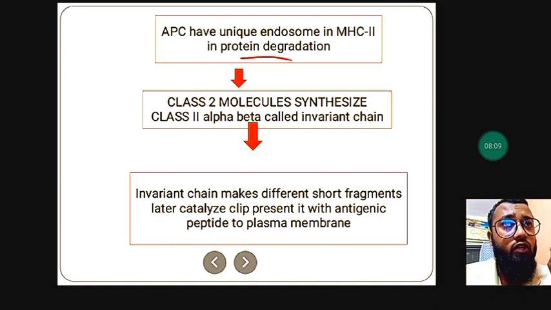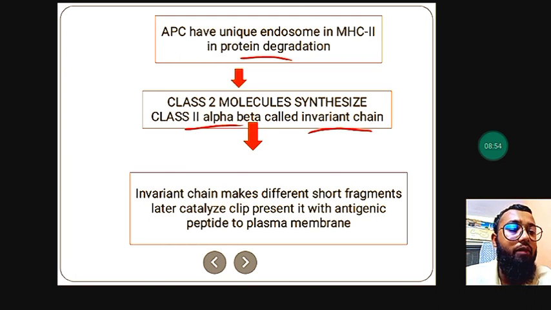When MHC class 2 molecules are synthesized, the class 2 alpha and beta molecules are also synthesized, and they associate with a specific protein. Remember, students, they are associated with a protein called the invariant chain, and this invariant chain interacts with the class 2 peptide binding groove, preventing the binding of endogenously derived peptide to the class 2 molecule. The invariant chain is broken into short fragments, later catalyzed to CLIP.